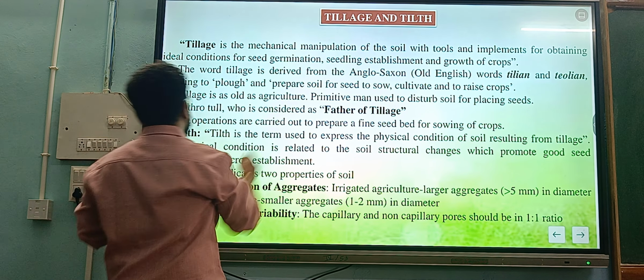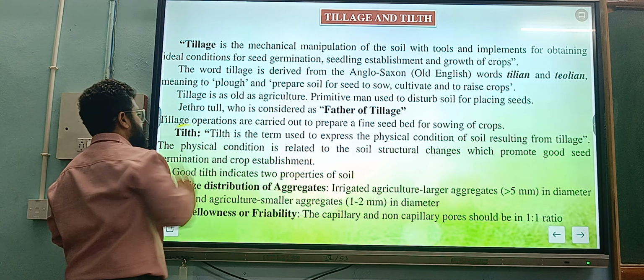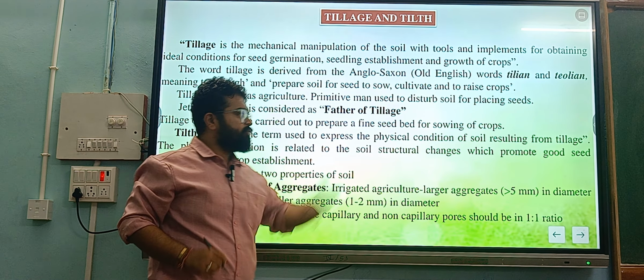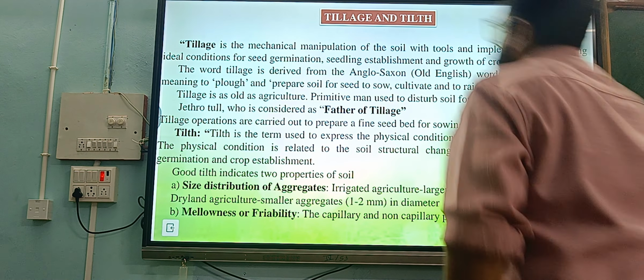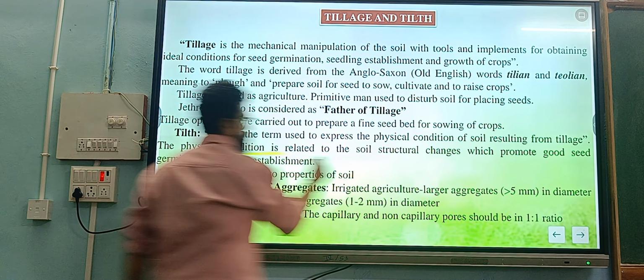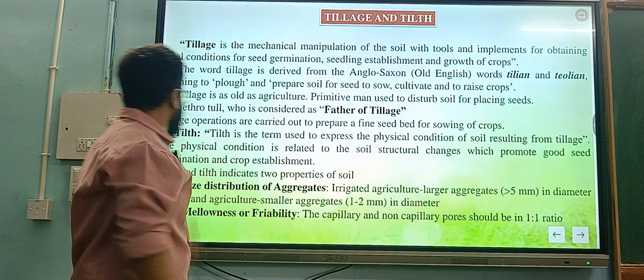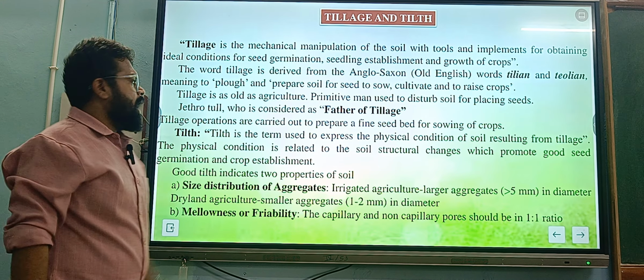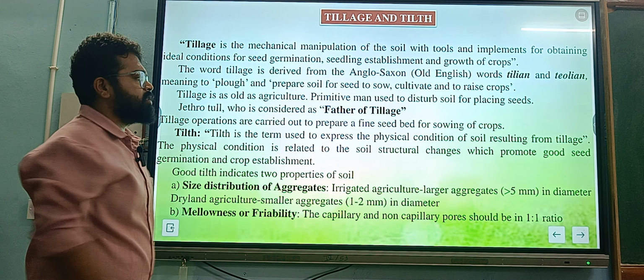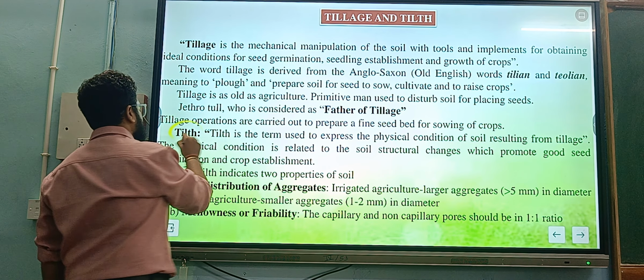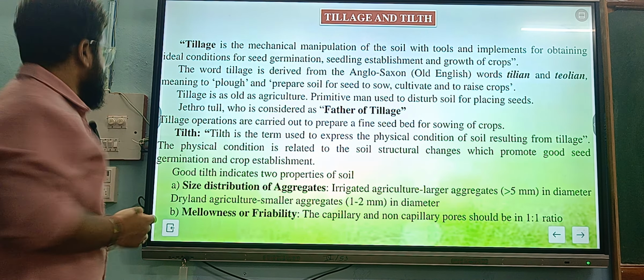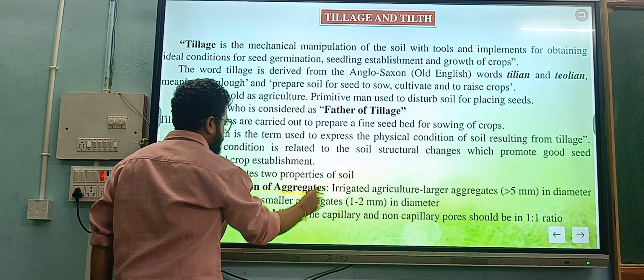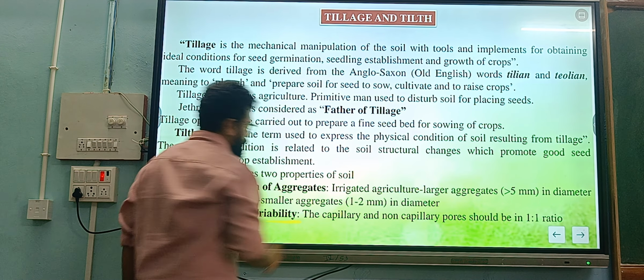Then when we understand tillage, there is another definition called tilth. What is tilth? It is a term used to express the physical condition of the soil resulting from the tillage. After the tillage operation, the condition of the soil, we call it tilth, the physical condition related to the soil structure change which promotes good seed germination and crop establishment. And for a good tilth, we have two indicative properties. Which are they? The first is size distribution of the aggregate, and the second is mellowness or friability of aggregate.